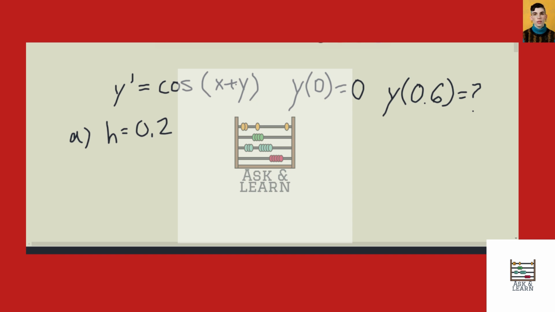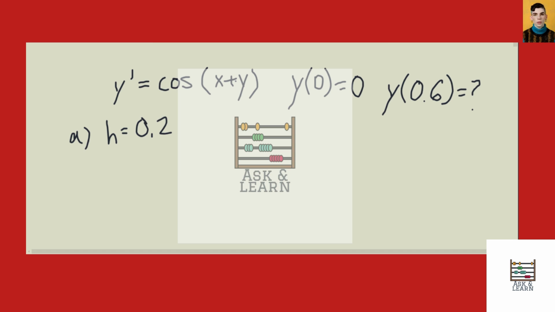We're given an initial value problem. We are asked to use Euler's method with a certain step size to find an approximation of a value of the solution at some x. So, in part A, we have the differential equation y prime equals cosine of x plus y with initial value y of 0 equals 0, and we want to find an approximation for y of 0.6. In part A, we use step size h equals 0.2.